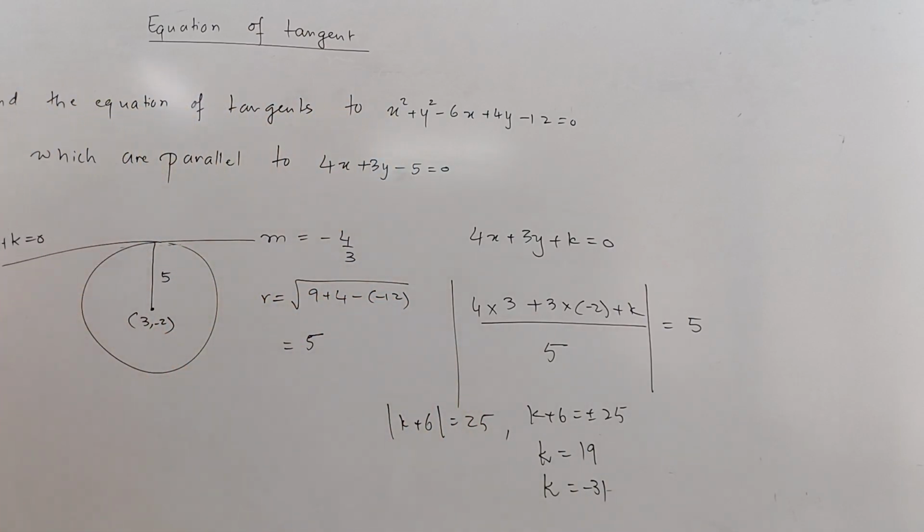So there can be two equations of the tangents that we're looking out for. One is definitely 4x plus 3y plus 19 equals to 0. The other one is 4x plus 3y minus 31 equals to 0. That is the equation of the tangents that we're looking out for.